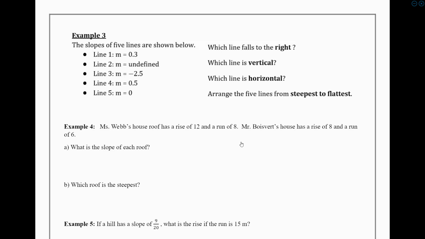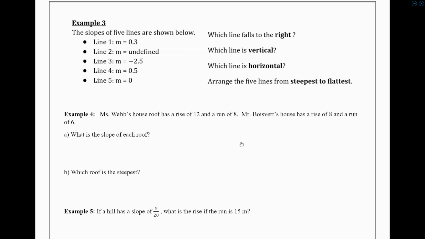What about instead, if we're just having to categorize lines based on what we see of their slope? So we have these 5 lines. A slope of 0.3, positive. A slope of undefined, a slope of negative 2.5, of 0.5, and 0. So first of all, which one falls down as it goes down to the right? One of these ones goes downhill, falls down as it goes to the right. Which one?